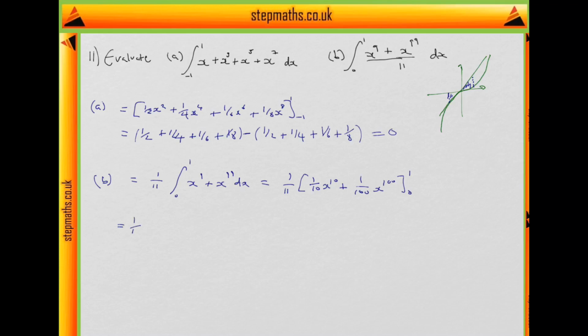Well, that's equal to 1/11 into, 1 to the 10 is still 1, so that's 1/10, plus 1 to the 100, still 1, 1/100. And then the 0 clearly cancels. So that's equal to 1/11 times, well, 1/10 is 10/100, so 10/100 plus 1/100 gives you 11/100, so that is the answer of 1/100, or 0.01.